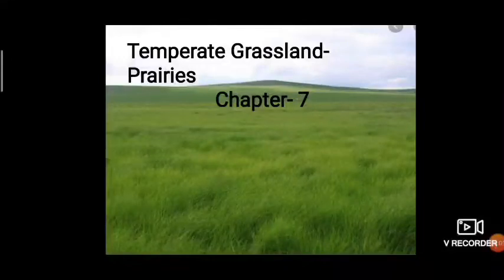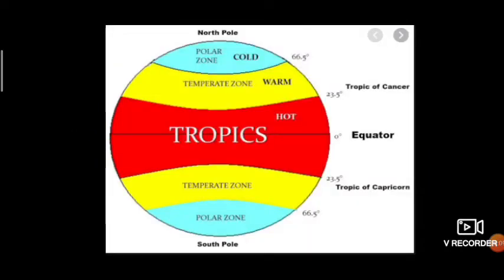Dear students, today we will start with our chapter number 7, Temperate Grassland, Prairies. So before starting, first of all, I want all of you to once again understand this diagram. This is your 3 heat zones of the earth.